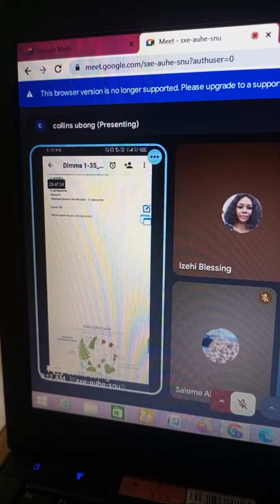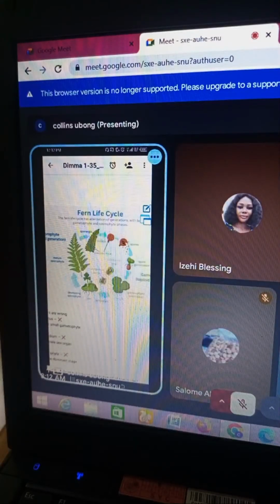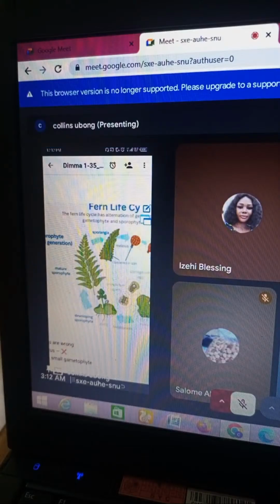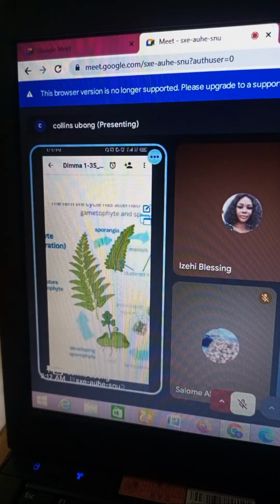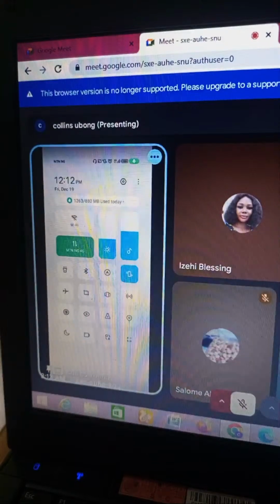Okay. So this is how it looks. Sir, please just... You say what? Can you see it now? Or should I wait? Let me see if I can rotate it. Maybe it will be clear that way.